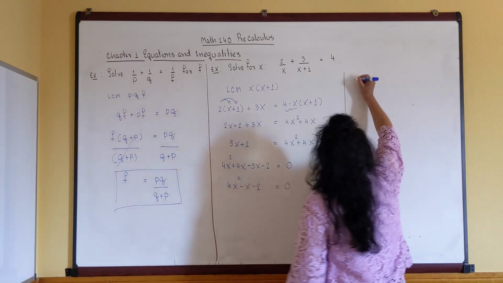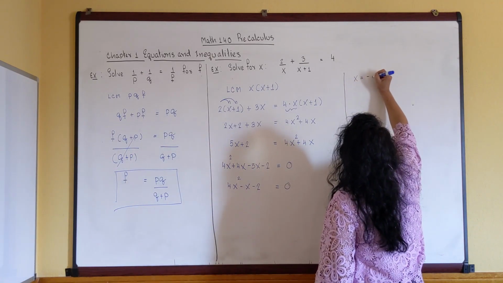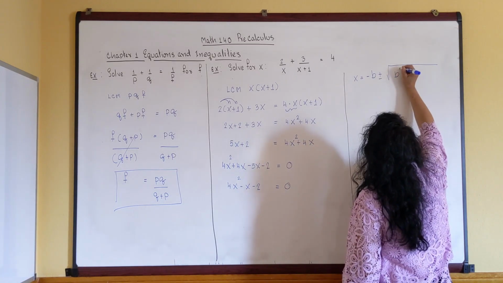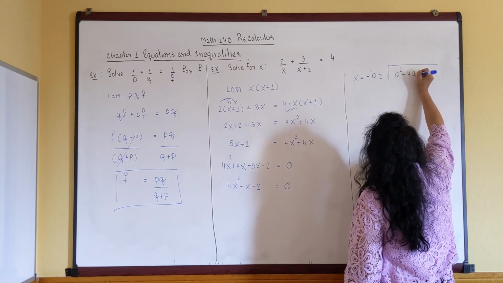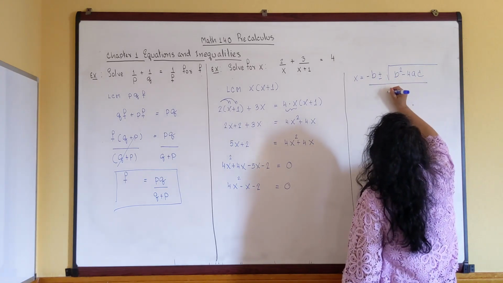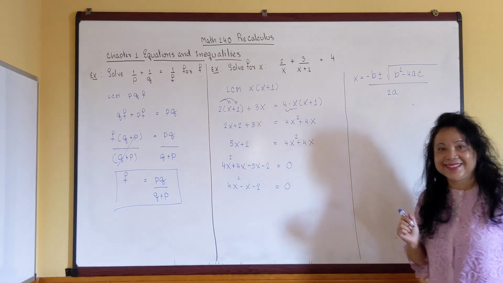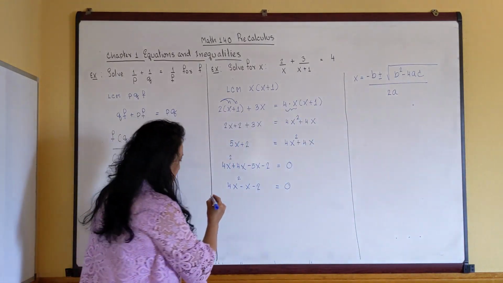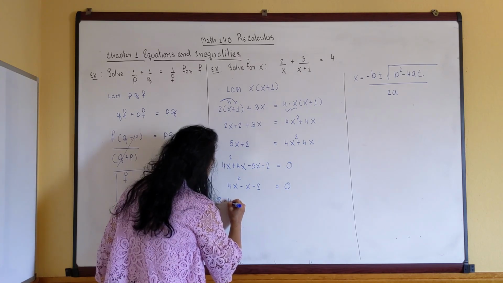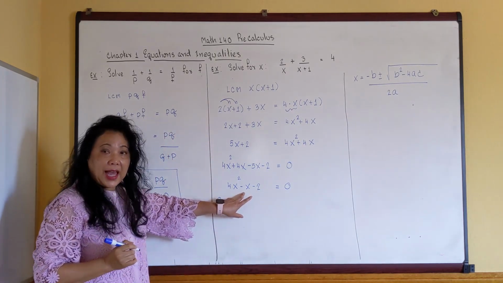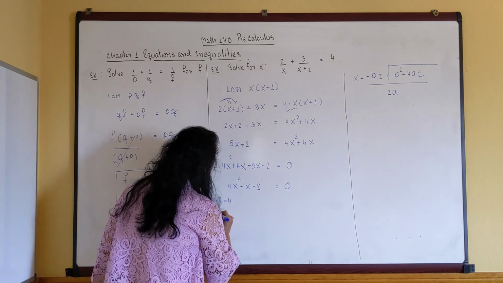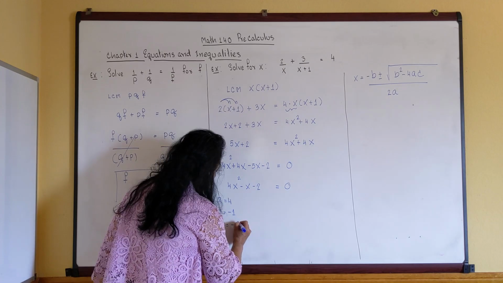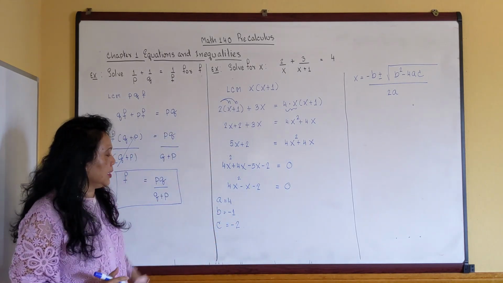The quadratic formula is x equals negative b plus or minus the square root of b squared minus 4ac, over 2a. Alright, so the coefficient of x squared is my a. The coefficient of x is my b. And the constant is my c. Alright, let's plug it in.